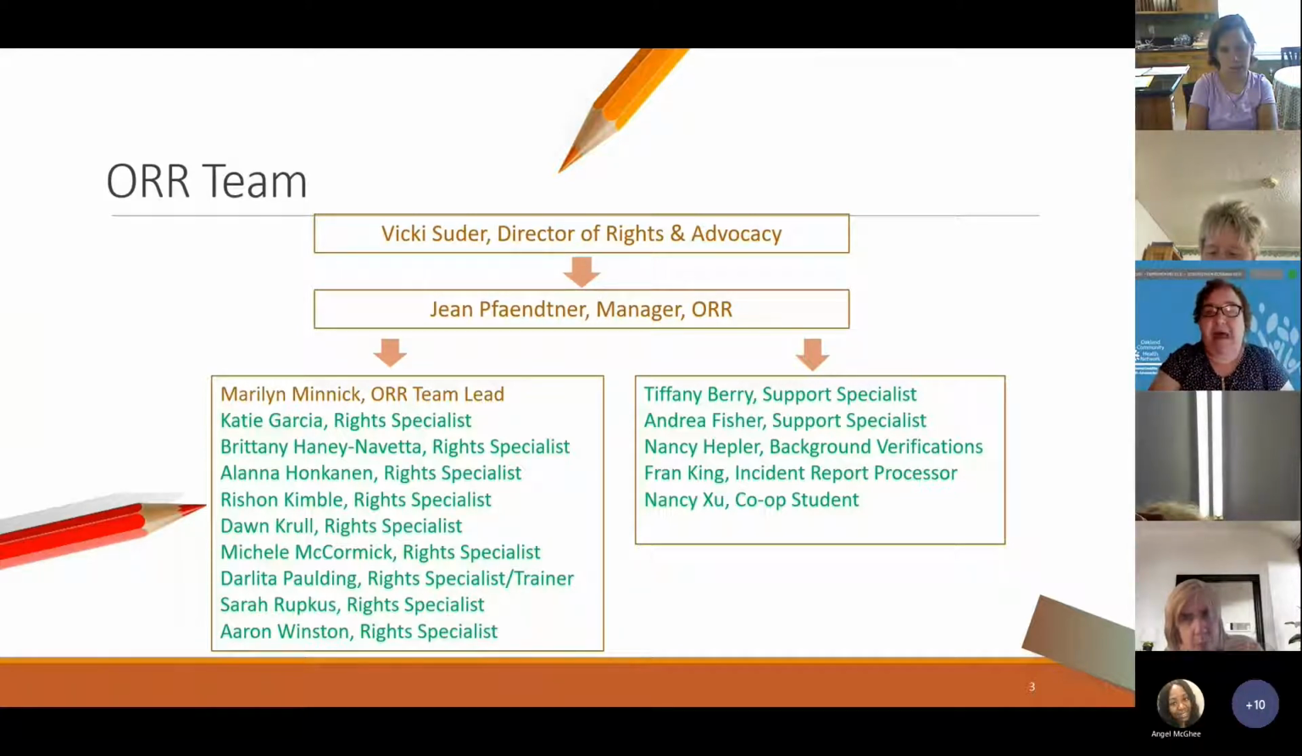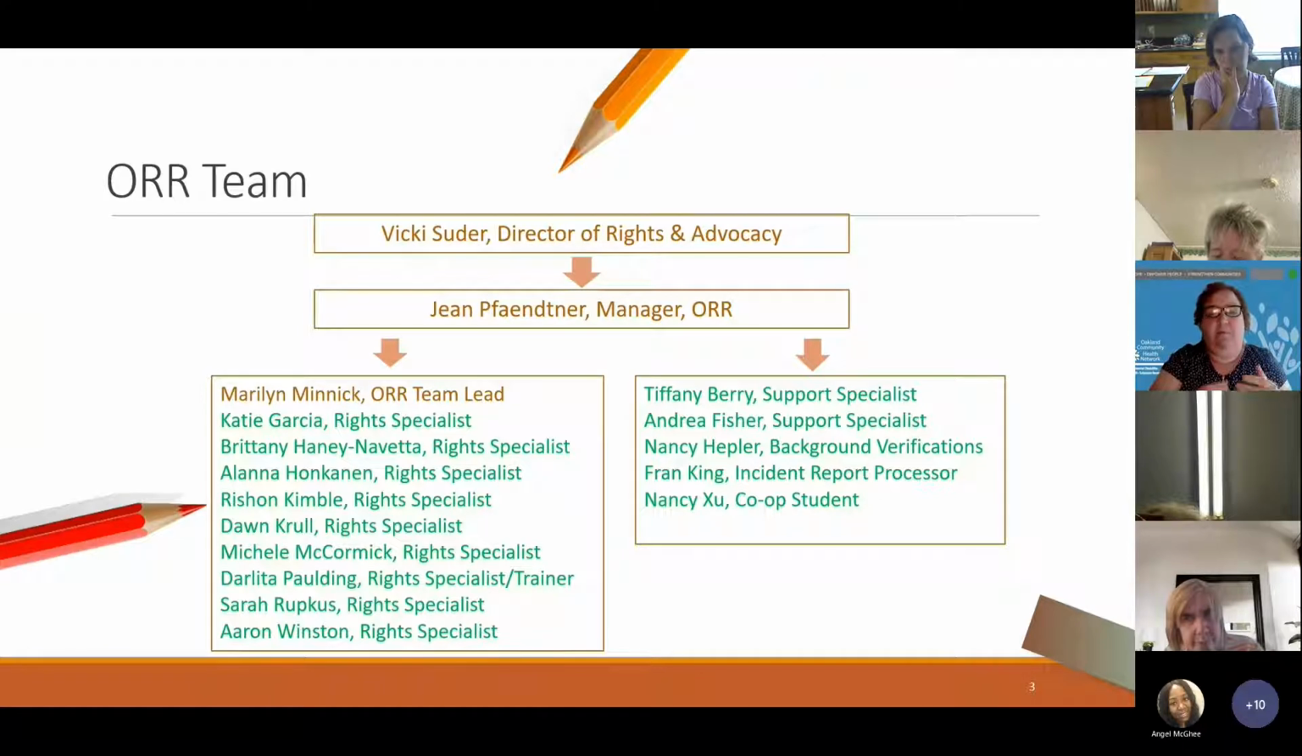Then we also have 5 wonderful people who are support specialists. Tiffany and Andrea are our primary people. They process a lot of documents and make sure all the I's are dotted and T's are crossed and getting things out to people. So if you file a complaint, you'll be getting things in envelopes from them.